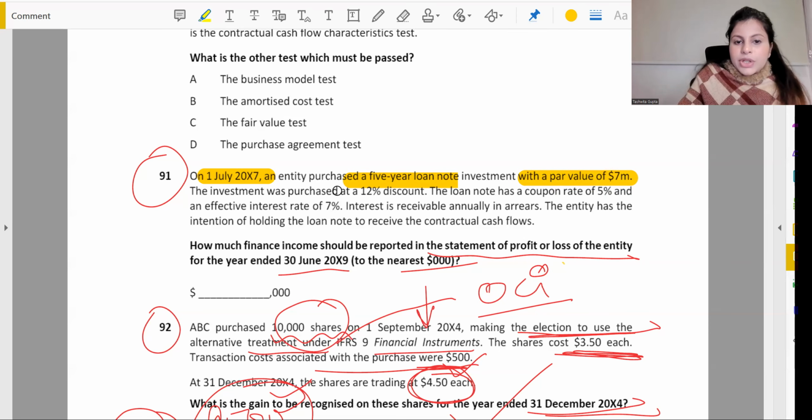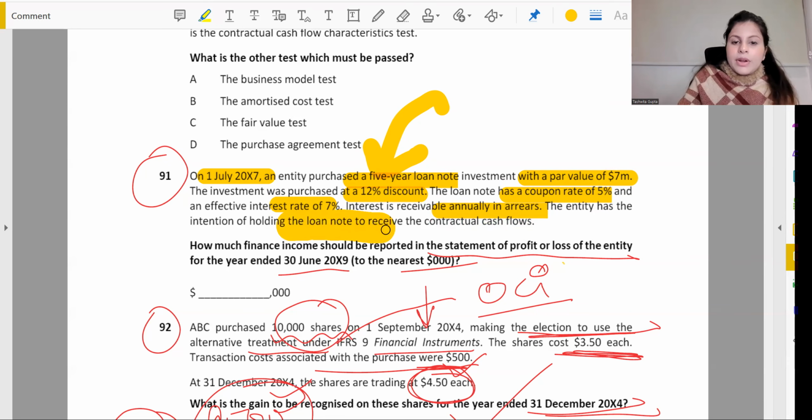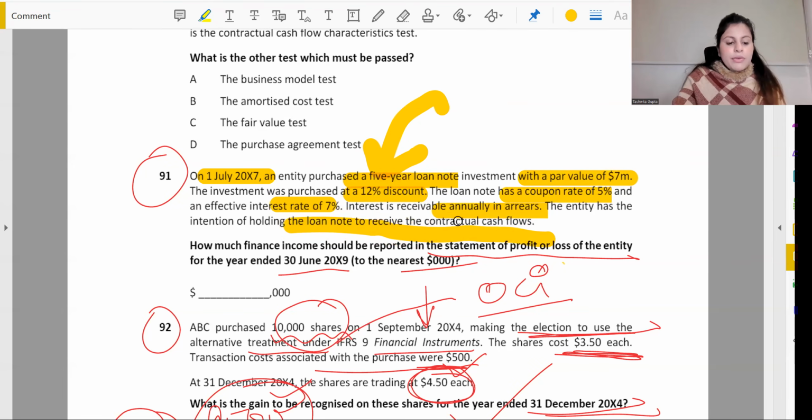The investment was purchased at a 12% discount. So this is important because we are buying this investment at a discount. The loan note has a coupon rate of 5% and an effective rate of interest of 7%. Interest is received annually in arrears. The entity has an intention of holding the loan note to receive the full amount.